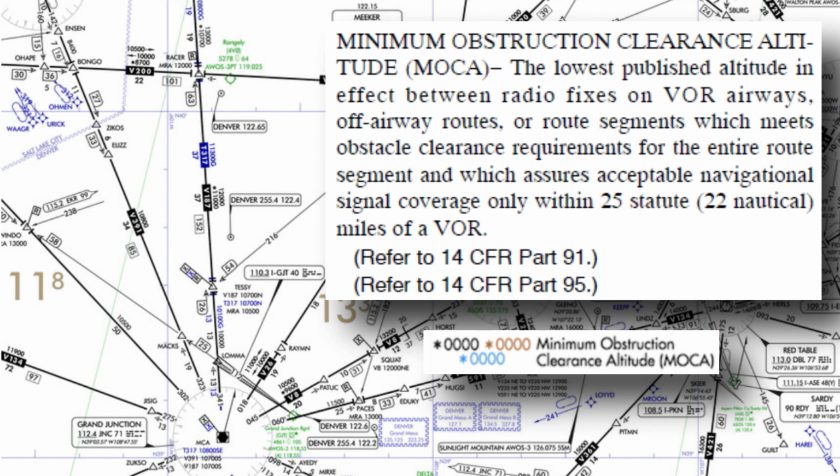A MOCA, not to be confused with the tasty drink, is the lowest published altitude in effect between radio fixes on a VOR airway. Like an MEA, a MOCA meets obstacle clearance requirements for the entire route segment. Unlike the MEA, however, the MOCA only assures acceptable navigational signal coverage within 22 nautical miles of a VOR. MOCAs are the asterisk altitudes found under some MEAs. On Victor 8, the MOCA between Grand Junction VOR and Squat is 9,600 feet. Between Squat and Rifle VOR, there is no MOCA.